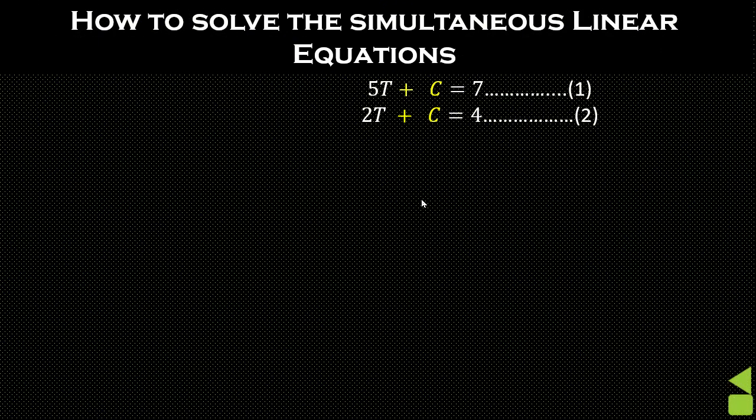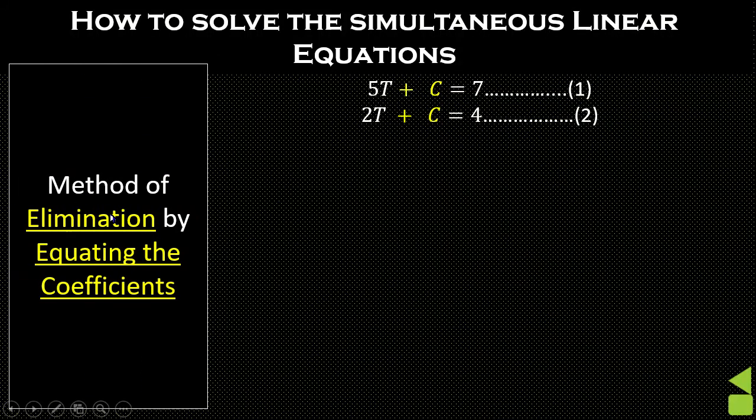Now how to solve simultaneous linear equations? Here 5t plus c is equal to 7 and 2t plus c is equal to 4 are two equations, in which t and c are the variables. How do we get the values of t and c? What is the method? We will see here. The method is elimination by equating the coefficients.